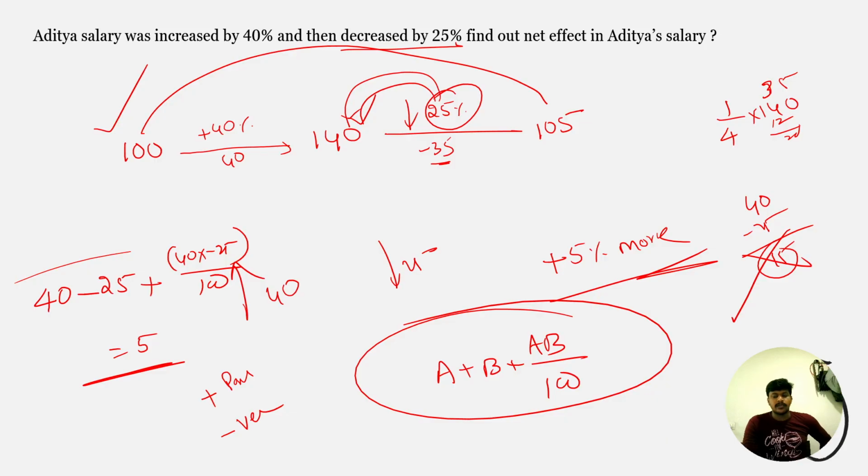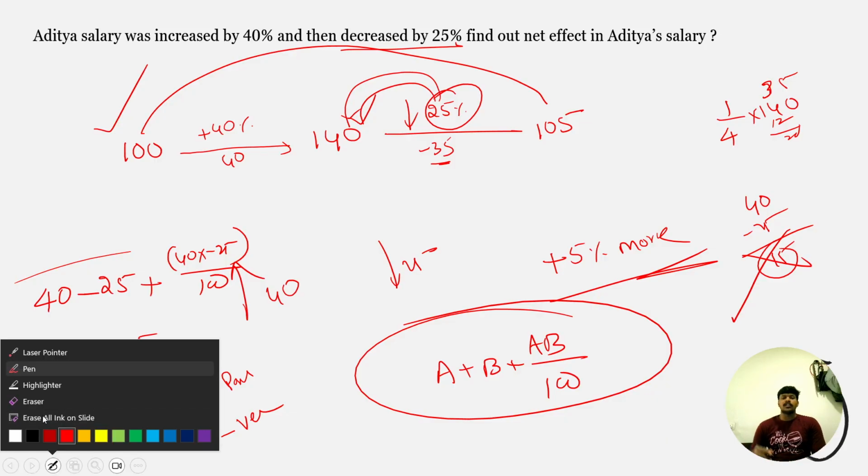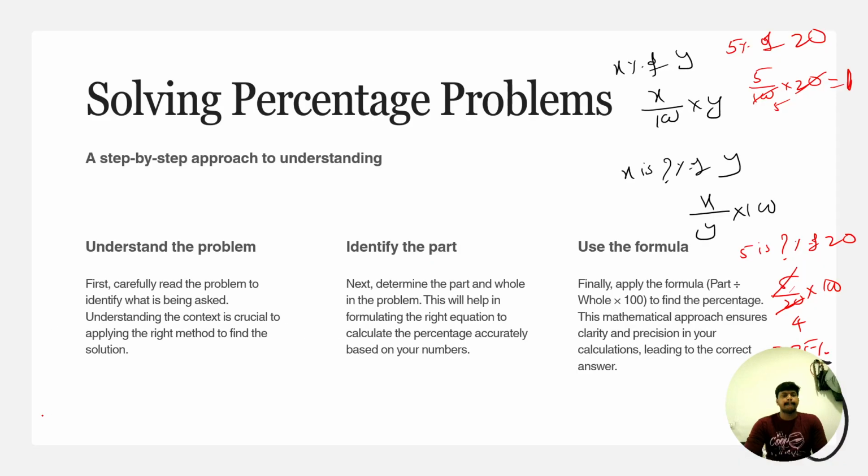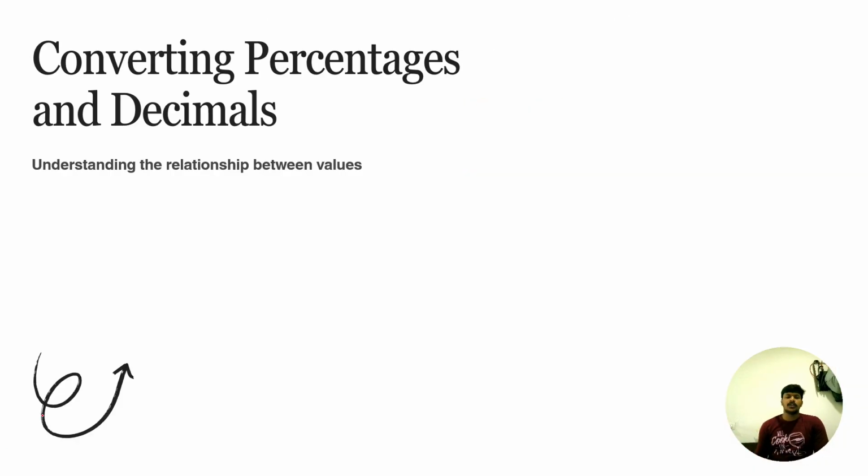Let's move on to the next one. Before moving on, I will tell you one more technique to calculate percentages. Now, see here. Remember, when you are simplifying, A percentage of B is always equal to B percentage of A. What is meant by that?